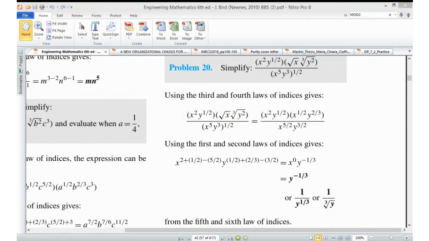How can we re-express that further? Very interesting. y raised to power a third is supposed to be the cube root of y. But now because of the negative, it becomes 1 over the cube root of y, the reciprocal, because of that negative.